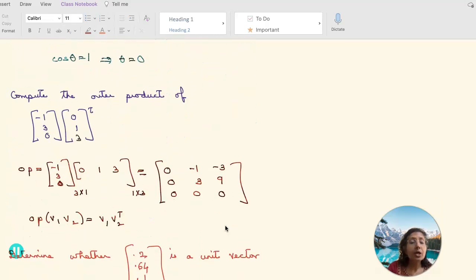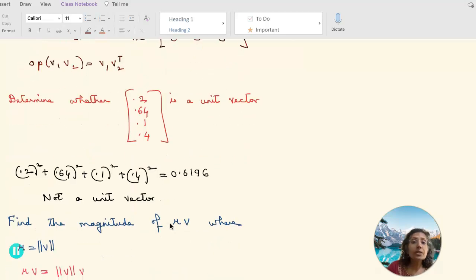Okay, next compute the outer product of this. The outer product of two vectors will be this multiplied by the transpose, V W transpose. So this remains as it is and is multiplied by 0, 1, 3 in row form. This is a 3 by 1 matrix and this is a 1 by 3 matrix. So the product will be a 3 by 3 matrix, that is 0, minus 1, minus 3. Then 0, 3 into 1 is 3, 3 into 3 is 9, then 0 into 1 is 0, 0 into 3 is 0. Because the outer product of V1, V2 is V1 V2 transpose.